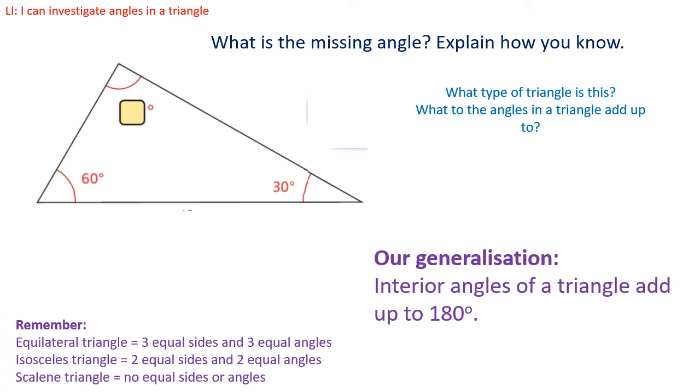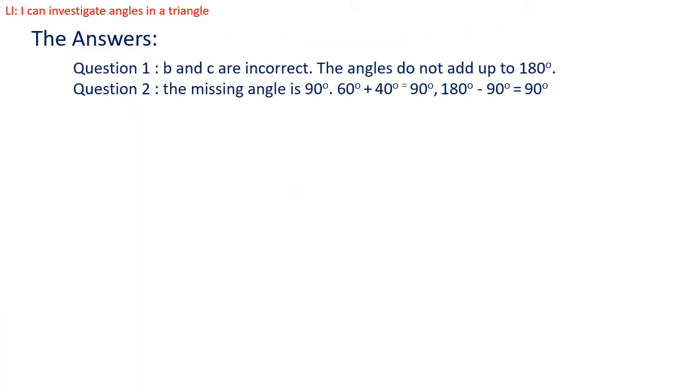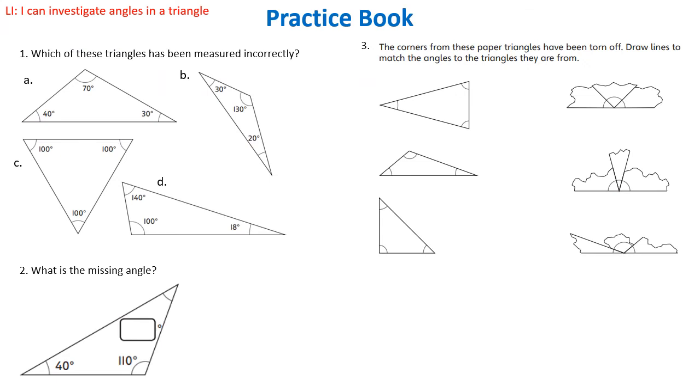Now this one, what is the missing angle? Explain how you know. And again, what do all our angles in a triangle have to add up to? If they all have to add up to 180, work out what 60 add 30 adds up to, and then take it away from 180, and that will leave you what our missing angle is. The answer's there to check as well.